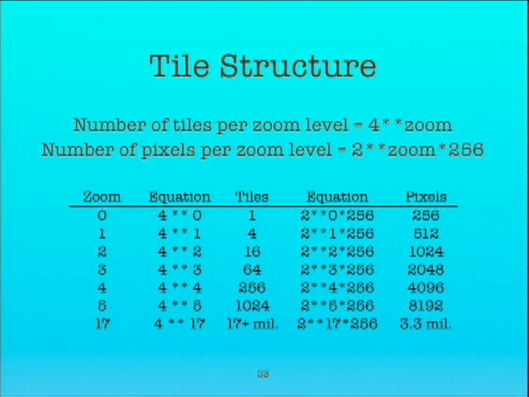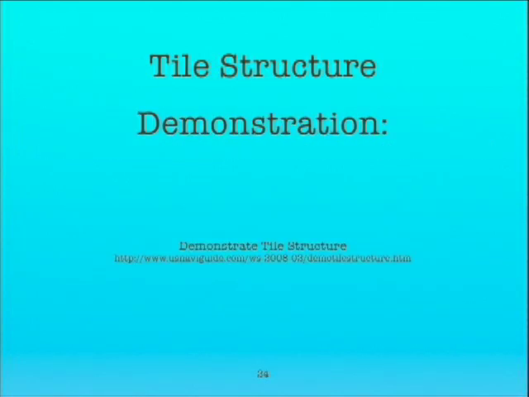In terms of pixels, 3.3 million pixels makes up the world. And at that, you can show individual buildings. Now we're using 18 and 19 too, so that even goes beyond that. And I have a little demonstration that shows how that works.